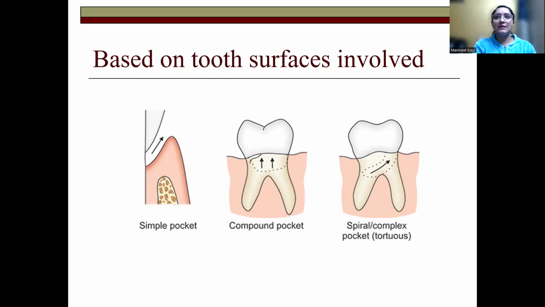The clinical significance of this classification is that whenever you probe a pocket, you always do walking of the probe inside the pocket, because there might be many surfaces involved around the tooth. So you always put the probe inside and take it out, not completely out of the sulcus, just elevate it a bit and put it back. This is walking of the probe inside the pocket. So you get to know whether it's a simple pocket, a compound pocket, or a complex pocket.